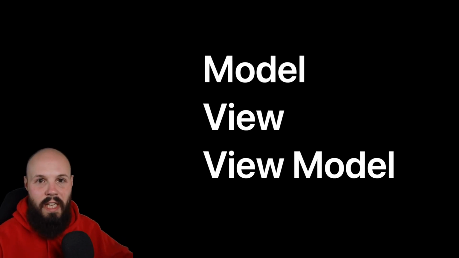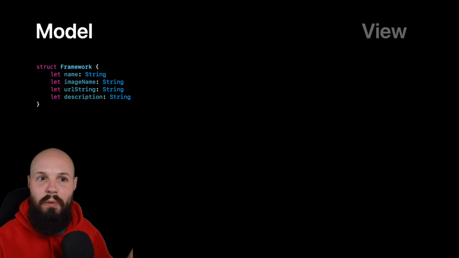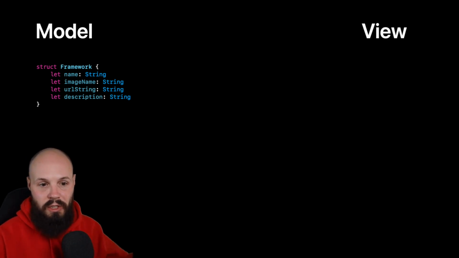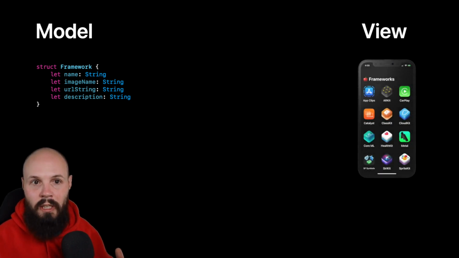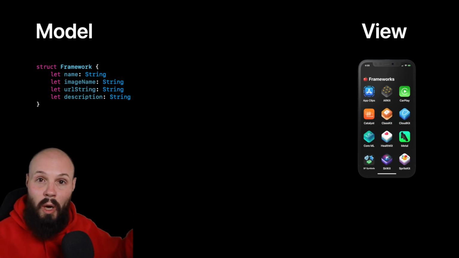What is MVVM, model view model? Well, let's start with the endpoints. We have our model on one side, which in our app is our framework object. And then we have our view on the other side, which in this early case is our grid. To put it really simply, and again, this is the intro, we're going to build on this more as we practice it and learn it. To put it really simply, you have your model, which is all the data.